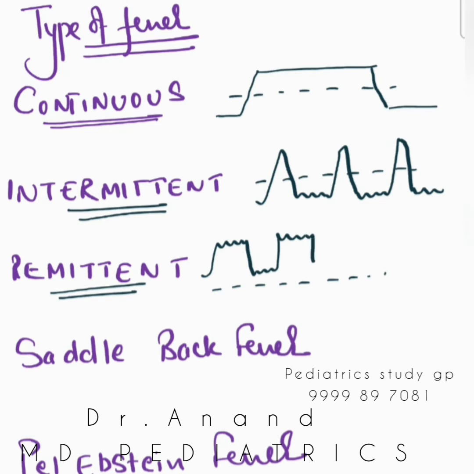It was always above the normal range. Yes or no? The normal range, and the remittent fever is always above the normal range, and temperature fluctuation is more than 2 degrees Celsius. Please remember 2 degrees Celsius. Temperature fluctuation more than 1 degree Celsius will be intermittent fever, but more than 2 degrees Celsius fluctuation will be remittent fever, and it is always above the baseline, always above the normal range.